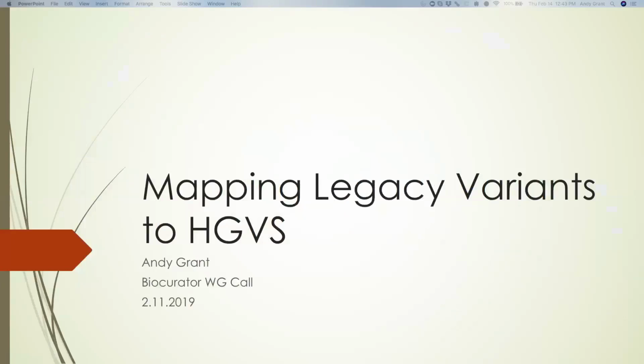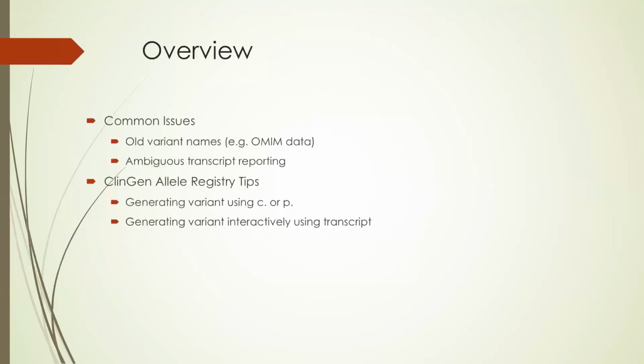So, as Jenny mentioned earlier, I have a quick presentation about some examples and some tools and hopefully some helpful hints on how to map some of the variants that have been published or deposited into databases earlier on, before HGVS or before the authors or submitters were aware of HGVS, so that they can be utilized for curations, either gene or variant. So just a quick overview of what we're going to talk about.